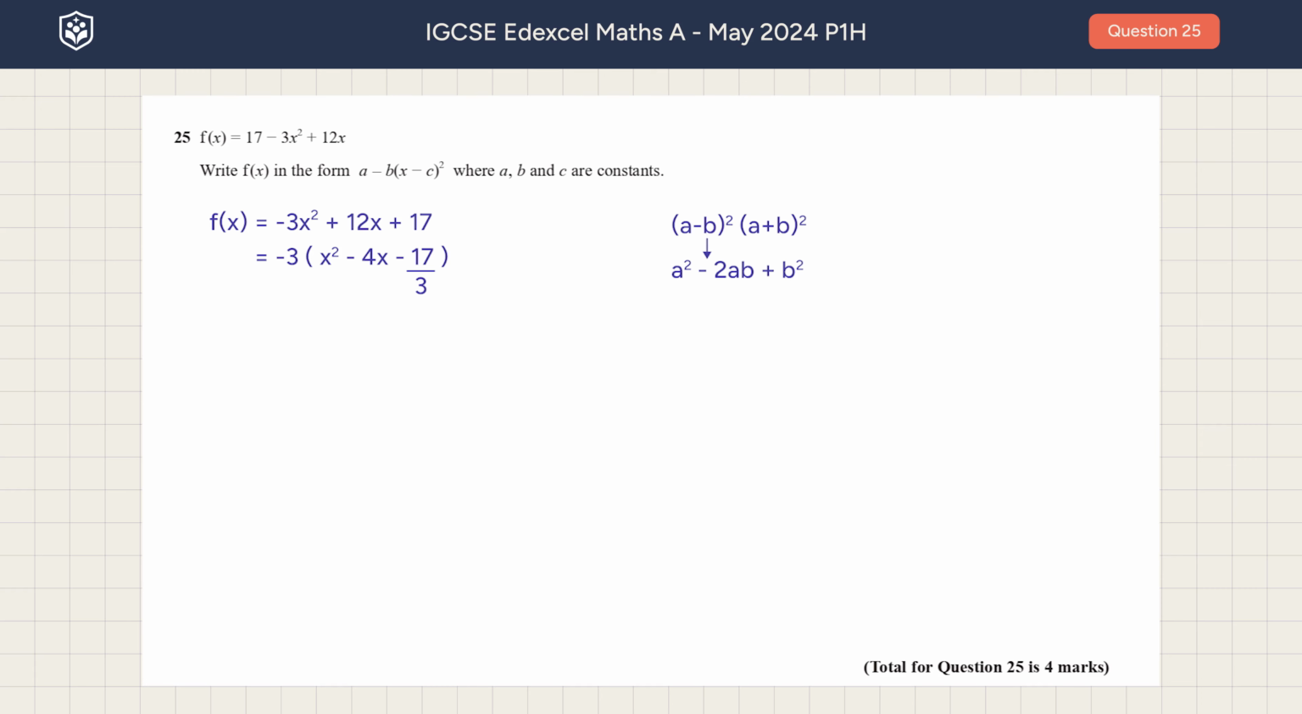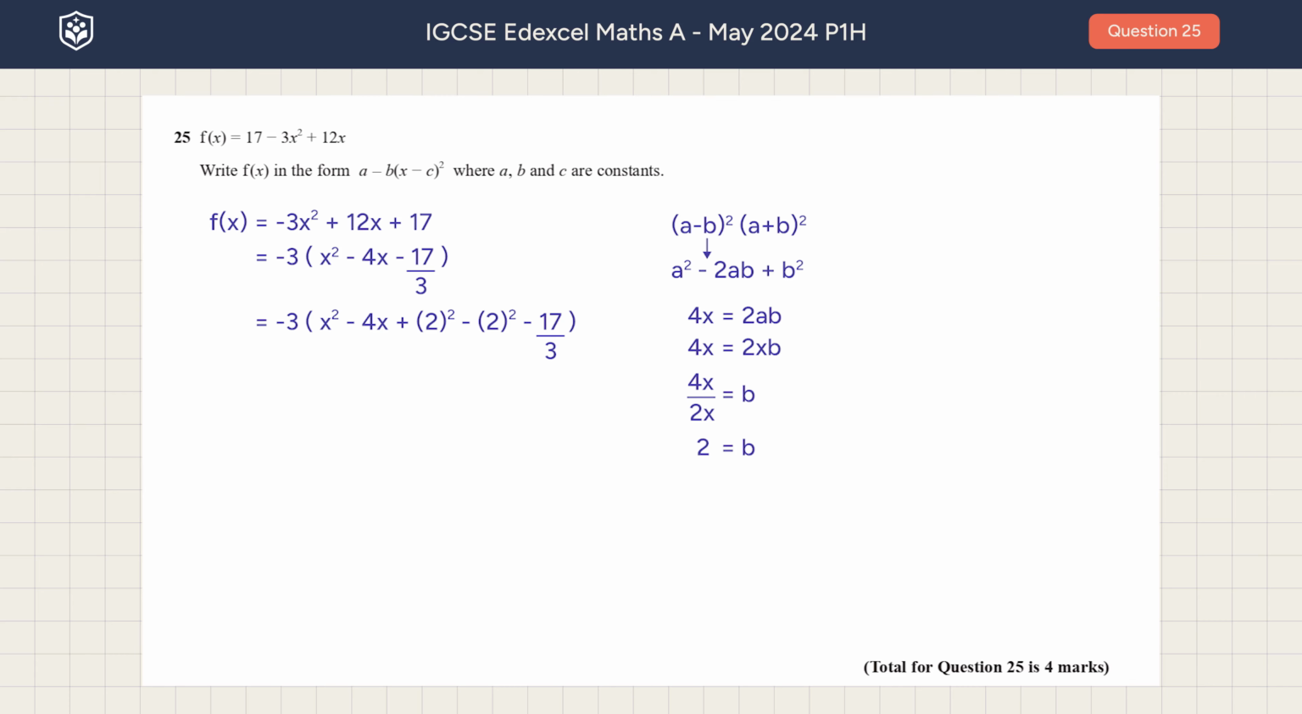(a minus b) squared expands to a squared minus 2ab plus b squared. So if you notice, we have a squared, which is x squared, and we have 2ab, which is 4x. So what we need to find is the b squared value. So let's write 4x equals 2ab, which is 4x equals 2xb, because our a is x. 4x divided by 2x gives us the value of b, which is 2. Now we can rewrite this as minus 3, bracket x squared minus 4x plus b squared, so plus 2 squared minus 2 squared minus 17 over 3.